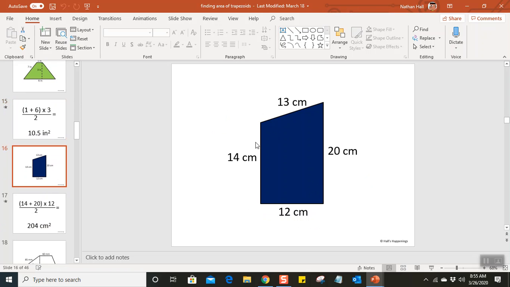Okay, now this one's turned on its side, but don't let that trick you. Here is a base. Here is a base, 14 and 20. Add those together. The height line is perpendicular. Times it by the height line, divide in half.